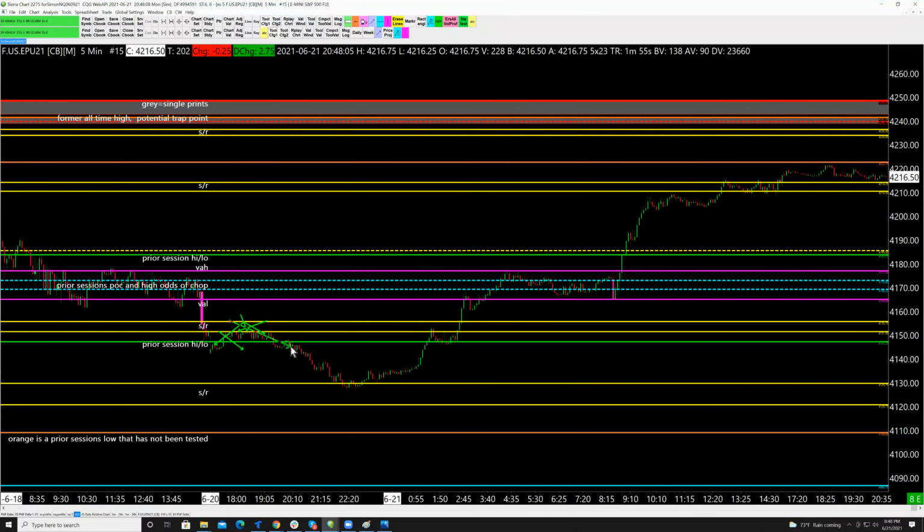So we chopped pretty much all the way to the US open. We got an initial sell right out of the gate. This is pretty much 8:30. And then we went into a trend day up, open drive higher. Now, I want to explain this here.